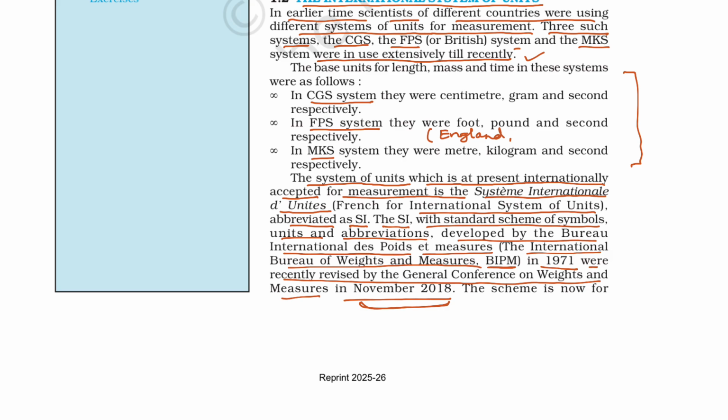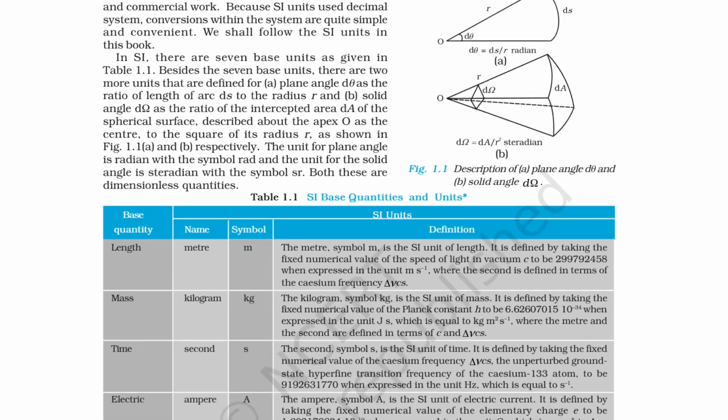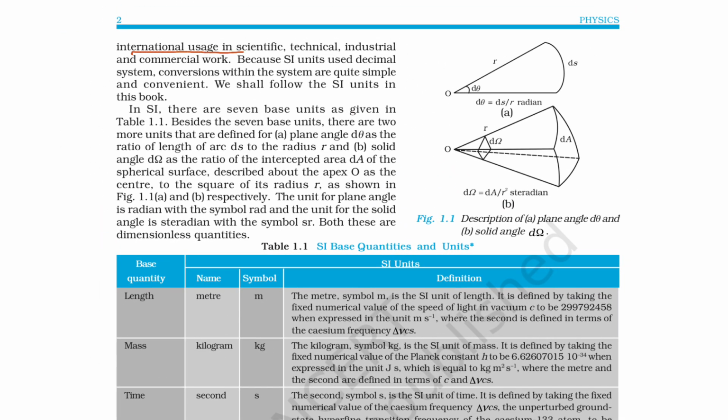The scheme is now for international use in scientific, technical, industrial and commercial work. Everywhere in scientific, technical, industrial or commercial work, this International System, or SI system, is used. Because SI units use the decimal system, conversions within the system are quite simple. The decimal system is quite important here, since it made it easy to do conversions depending upon the size of the quantity. So we shall follow the SI units in this textbook.